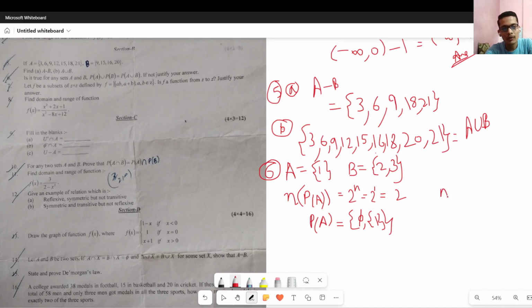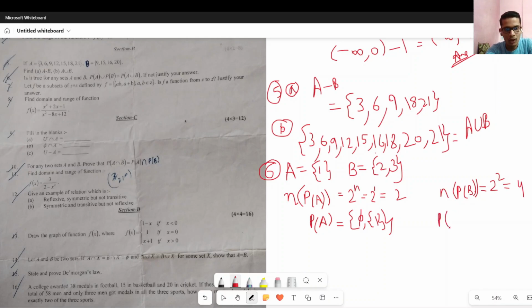Similarly, the number of elements in power set of B will be 2 to the power 2. Because the set B contains two elements, the number of elements in the power set will be 2 raised to power 2, which will be 4. And what are those elements?